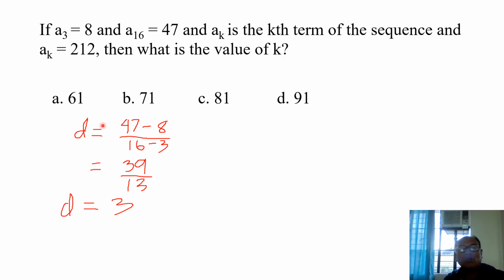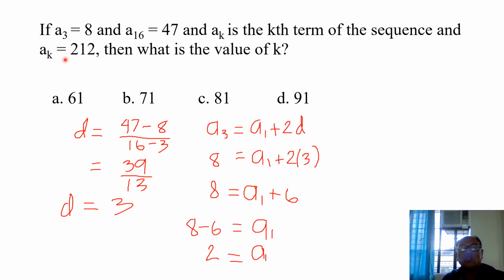Again, the first thing to do is to find the common difference. So the last term given is A sub 16, and the first given is A sub 3. So that is 47 minus 8, their given terms. A sub 16 is 47, so the value of n is 16. A sub 3 is 8, so the value of k is 3. So that is 47 minus 8 is equivalent to 39. Then 16 minus 3, that is 13. Then 39 divided by 13. So the common difference is 3.